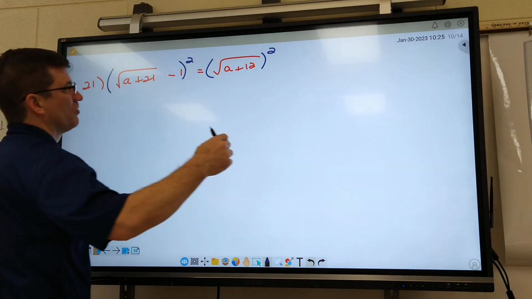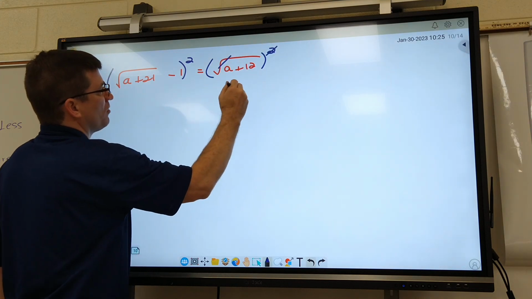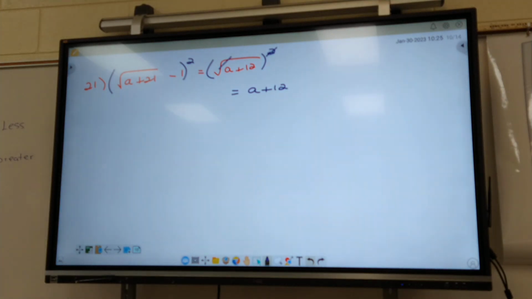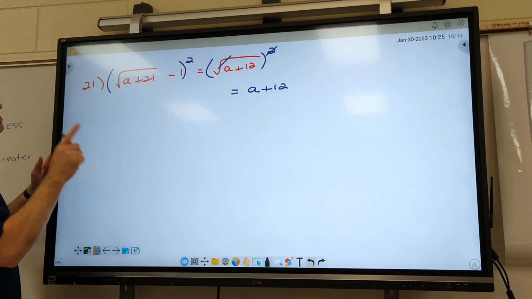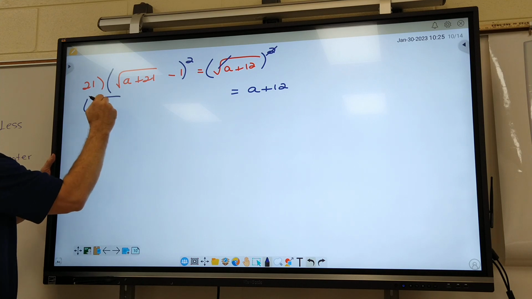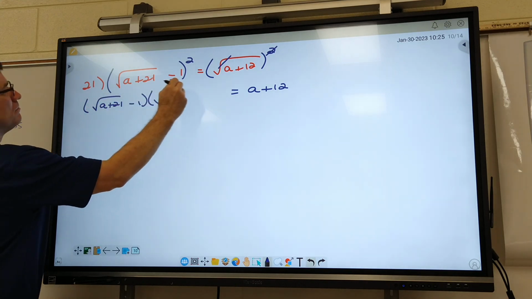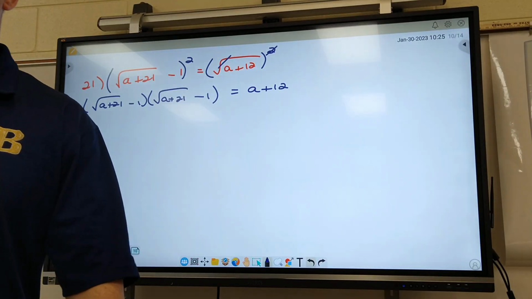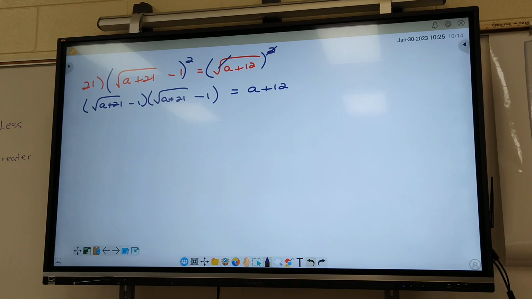Okay, Taylor, on the right side, the square cancels the square root. You just bring down a plus 12. It's a piece of cake. But on the left side, you can't do that. Why? Because the minus 1 is messing everything up. So you got to write all of this twice. And we're going to have to do the FOIL method on the left side. Remember how to do it, go ahead. I'll let y'all write it down before we start the FOIL method.